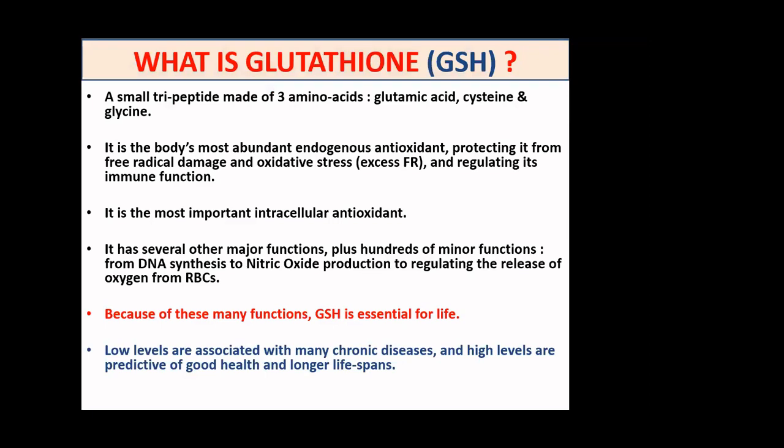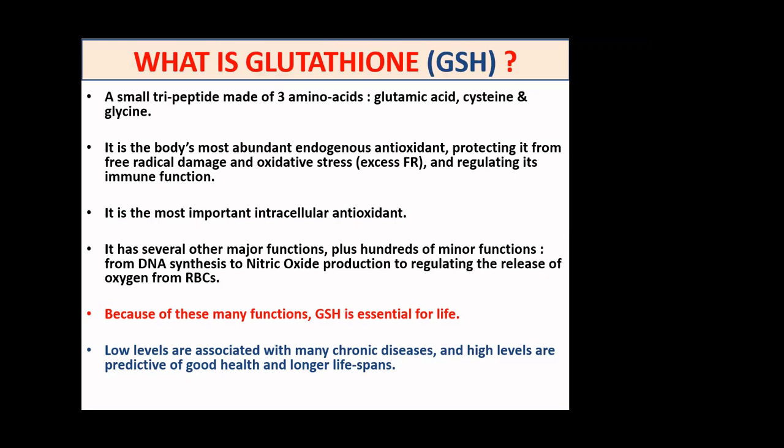So what is glutathione? It is a small molecule made of 3 amino acids, so it's called a tripeptide. These 3 amino acids are glutamic acid, cysteine, and glycine. Some of you may know that amino acids are the building blocks of peptides and proteins. It is the body's most abundant endogenous antioxidant. That means it is produced by our cells inside the body, protecting the body from free radical damage and oxidative stress.